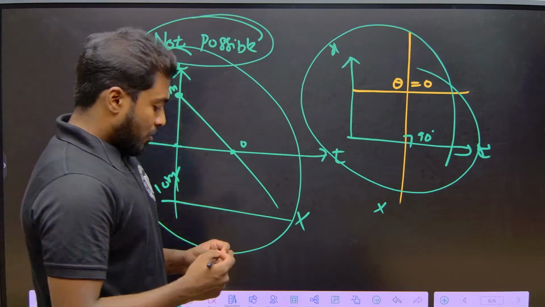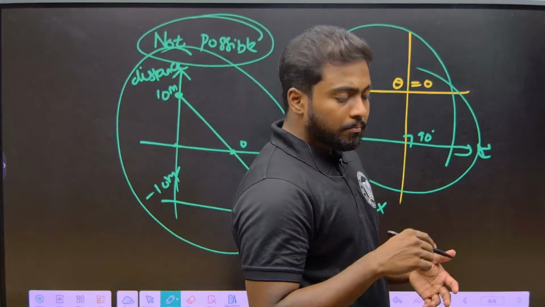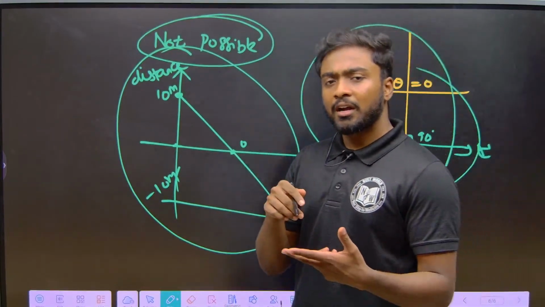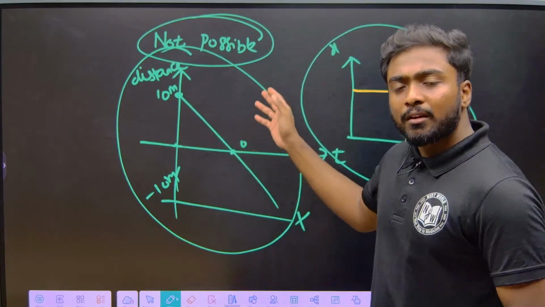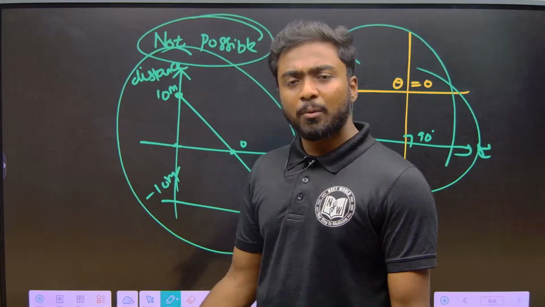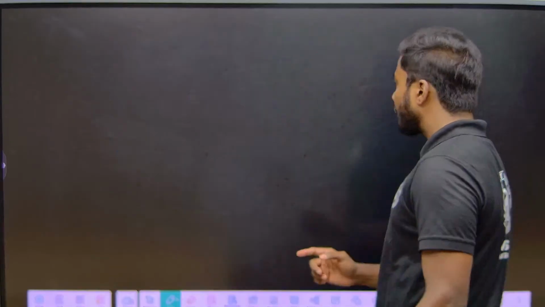Okay, sir. You have talked about position and time. What about velocity and time? And you have said something called area under the graph. What is that, sir? What does that mean? Yeah, let me talk about that.